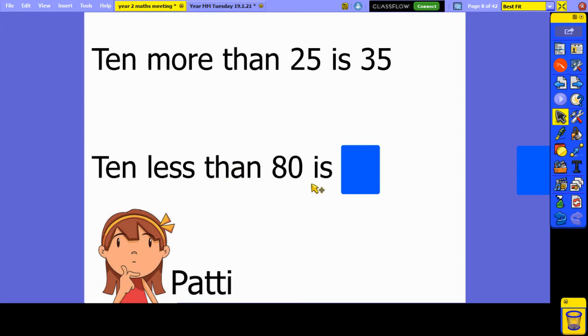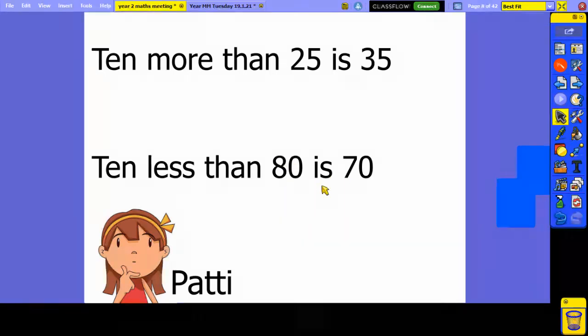10 less than 80 is what? 10 less. Remember, we're only changing the tens. Pause the video while you write it down. 10 less than 80 is equal to 70. 10 less, we're only changing the tens and the ones remain the same.